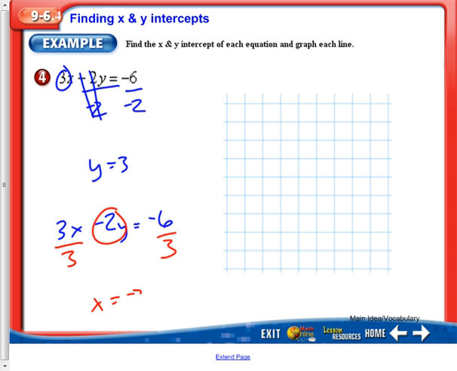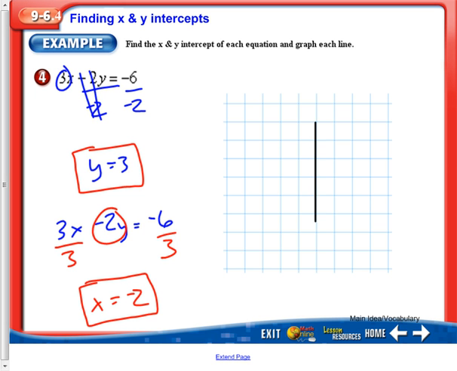So x is -2. So your y-intercept is right there. Your x-intercept is right there. Okay, now if we were to go ahead and graph this, I don't even need slope-intercept form to graph it, because I already know my intercepts. So all I need is x is -2, which is right there. Y is 3, which is right there. And now I can graph my line because I have those 2 points.